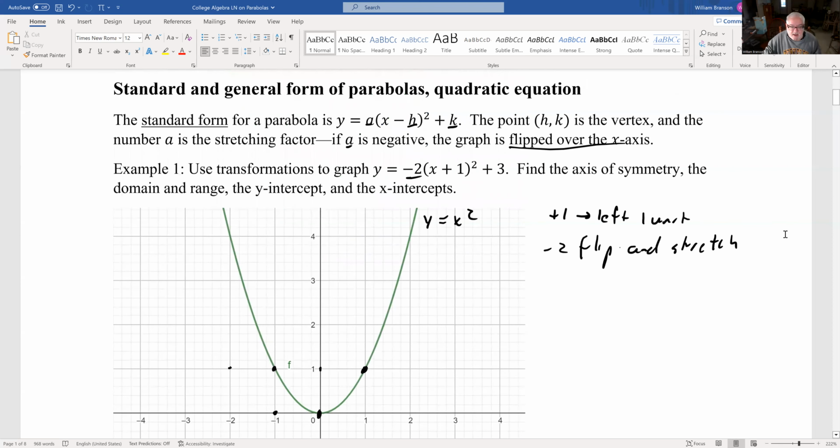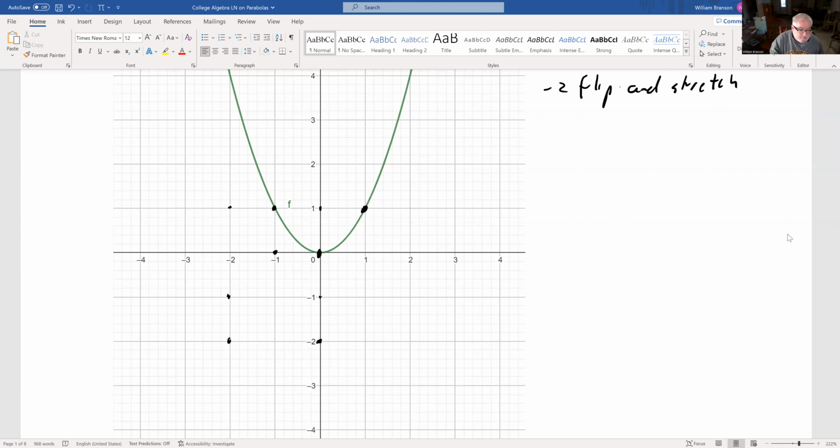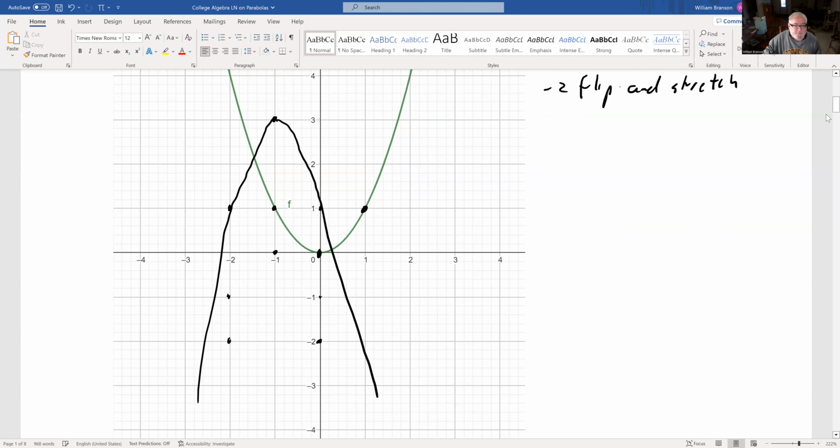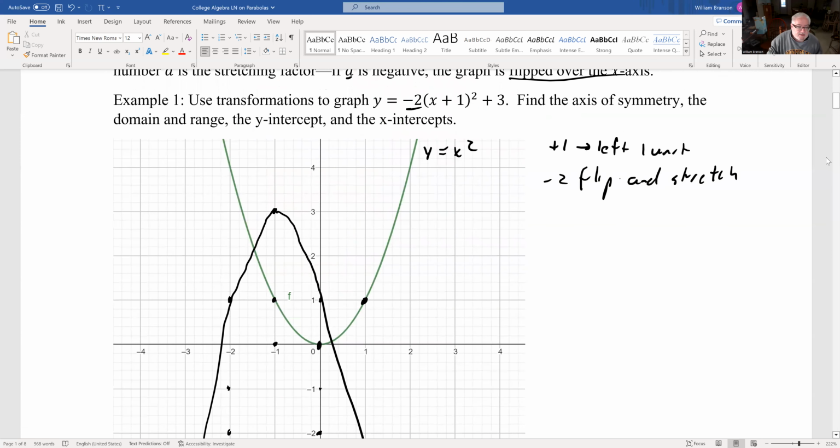And then finally, add 3, that moves everything up 3. So this point moves up 3 units to here, and this moves up 3 units and ends up there, and this moves up 3 units and ends up there. So the parabola looks like that. And the vertex is right here. So the vertex is at the point (-1, 3).